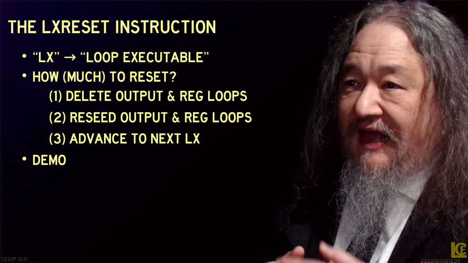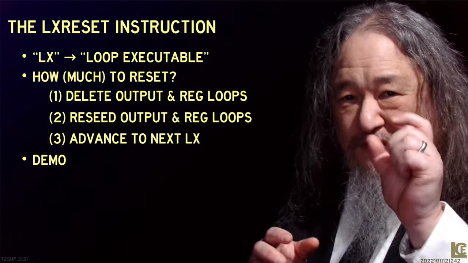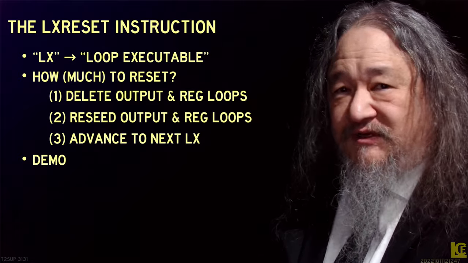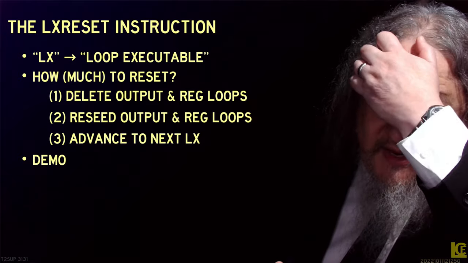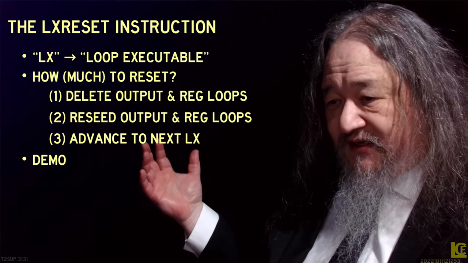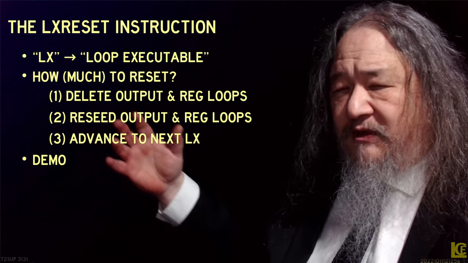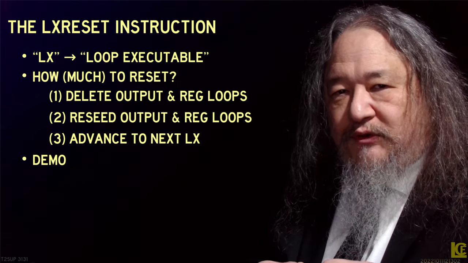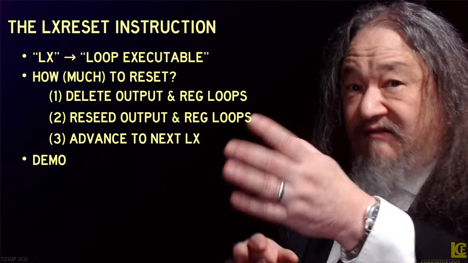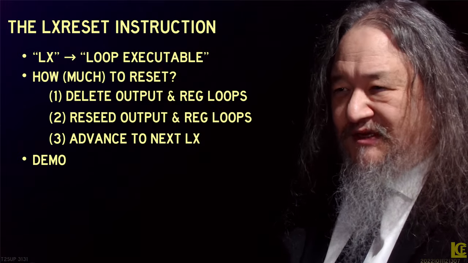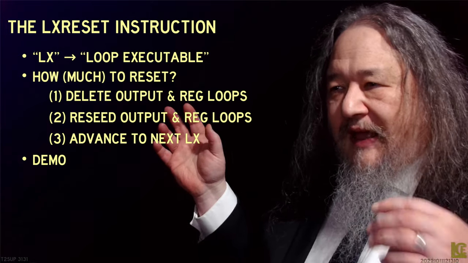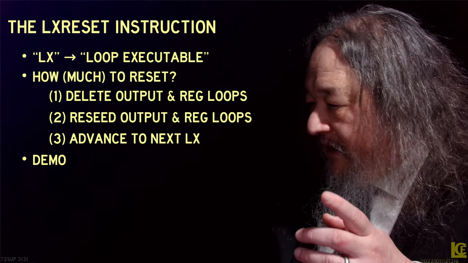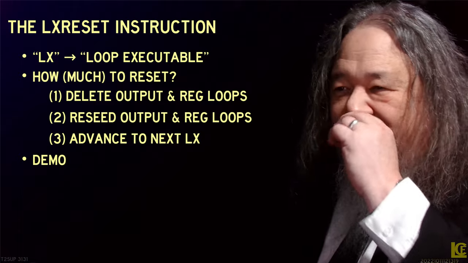So that was the LX reset. LX, I'm saying, is a loop executable. I'm using it to put at the front of my instructions. And I was working on the LX reset as much as I was working on the loader in the last period. There's a big design question. You can't reset the entire universe because the universe is indefinitely scalable. So in the end, I decided that what reset means is flush the output loop and flush the temporary loop and leave the input loop alone, because presumably somebody else put something useful there. And then once the loops are gone, output and reg, reseed them to a new one, and then move on to the next instruction.